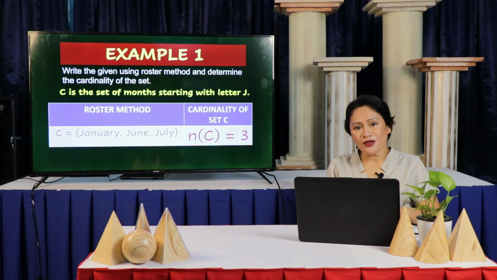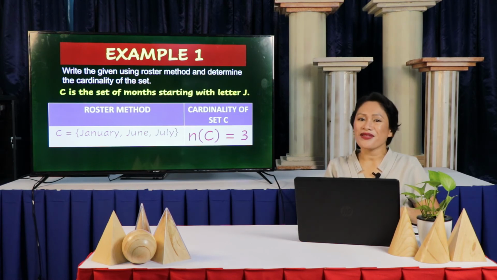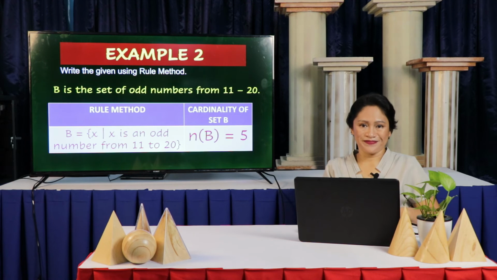Now let's proceed to cardinality of set C. How many elements are there? Very good. There are 3 elements. So therefore, you have to write n, open parenthesis, capital letter C, close parenthesis, equals 3. Or the cardinality of set C is 3. Very good. Let's proceed now to example number 2.